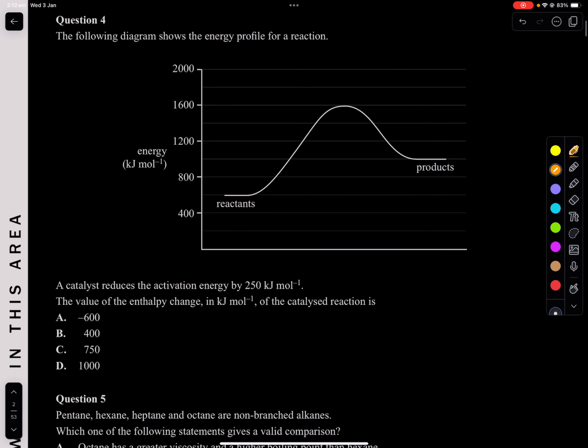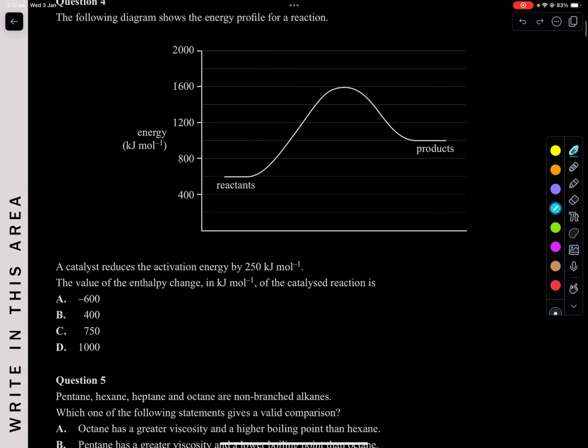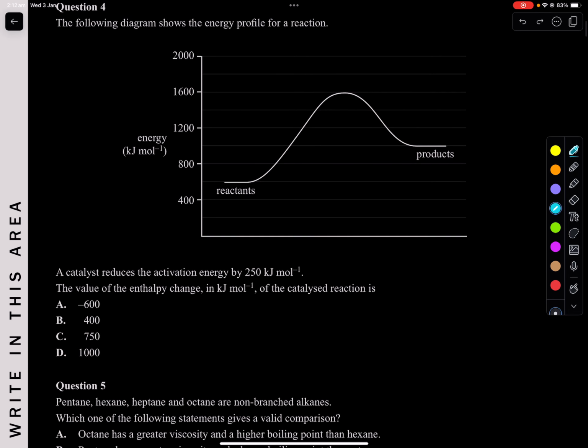Question 4. The following diagram shows the energy profile for a reaction. So what do we know? We know it's endothermic because the change in H is positive. You remember, starting from the reactants, we end up in a product, so it is positive. A catalyst reduces the activation energy by 250 kilojoules per mole. The value of the enthalpy change in kilojoules per mole of the catalyzed reaction is what?